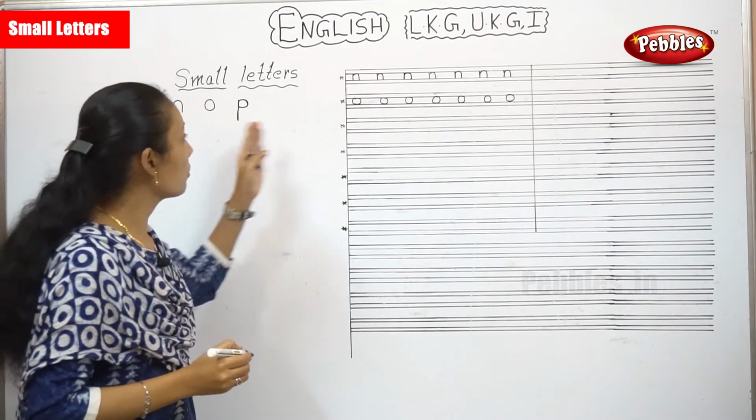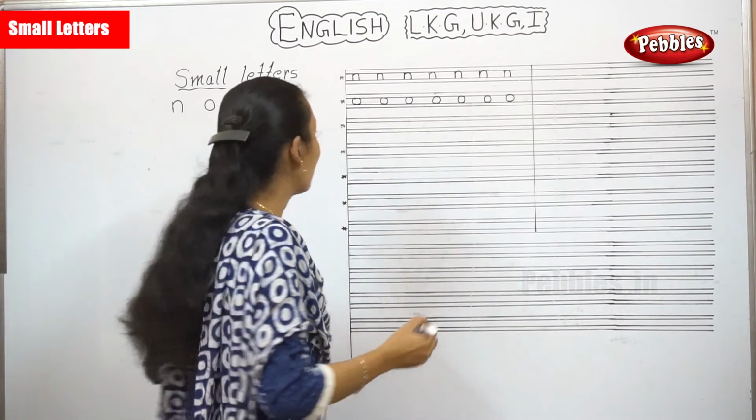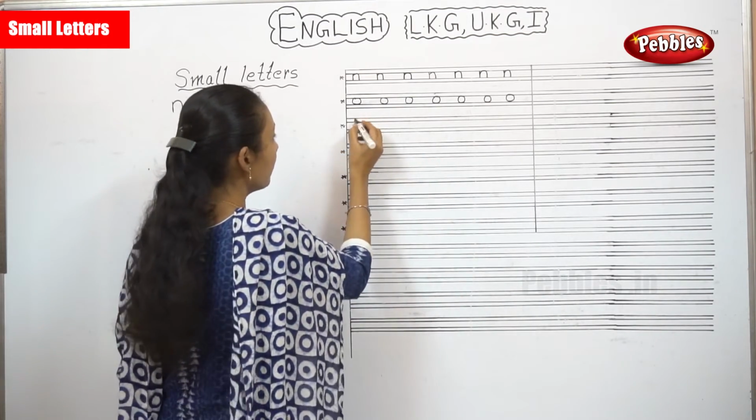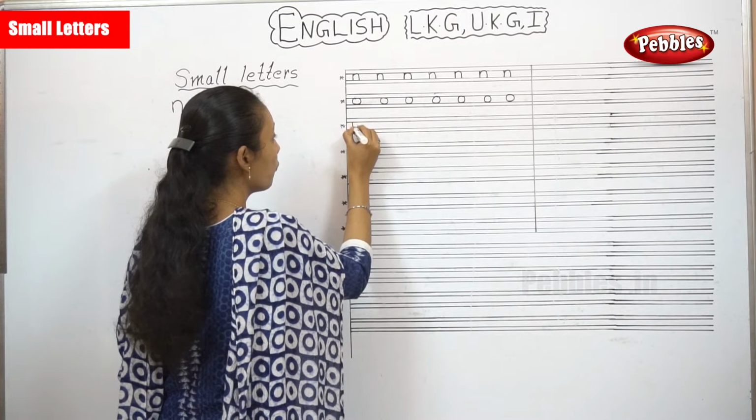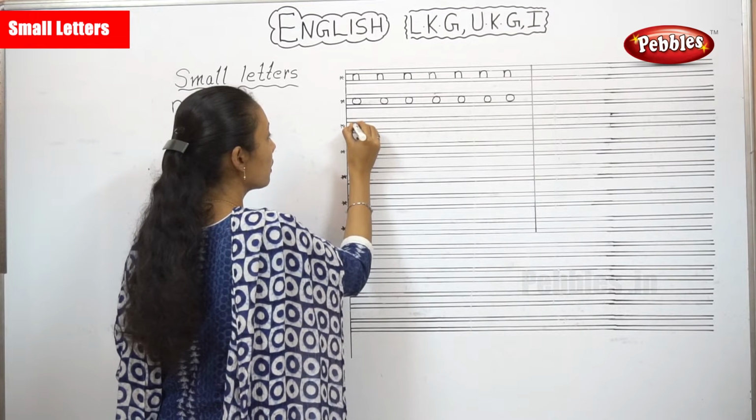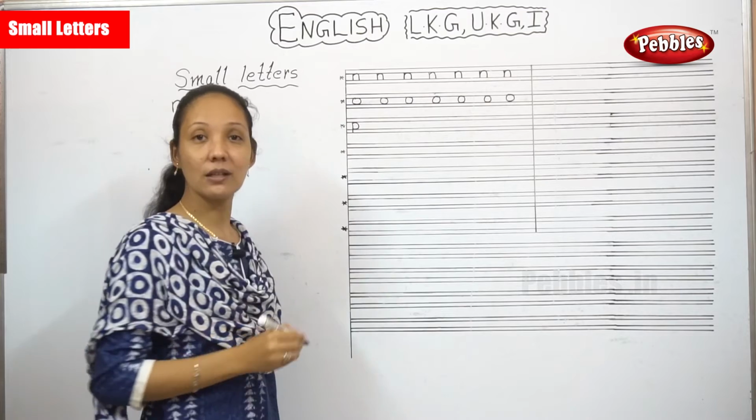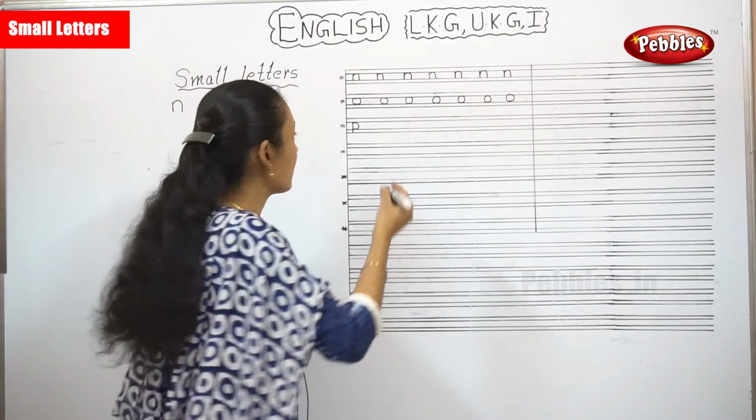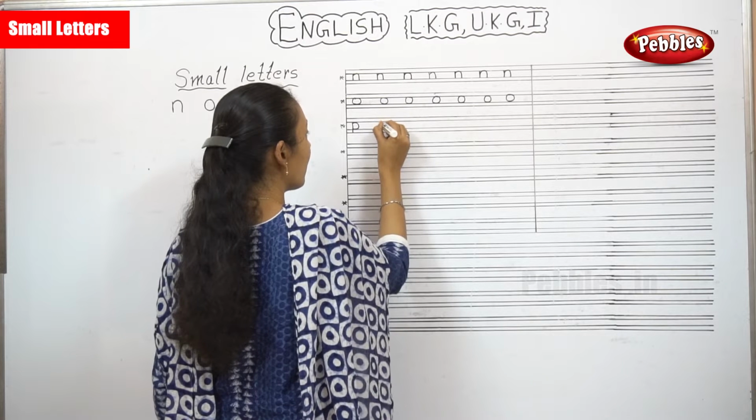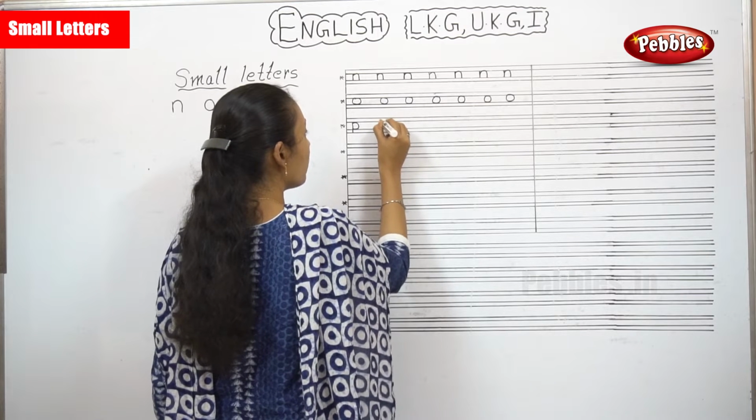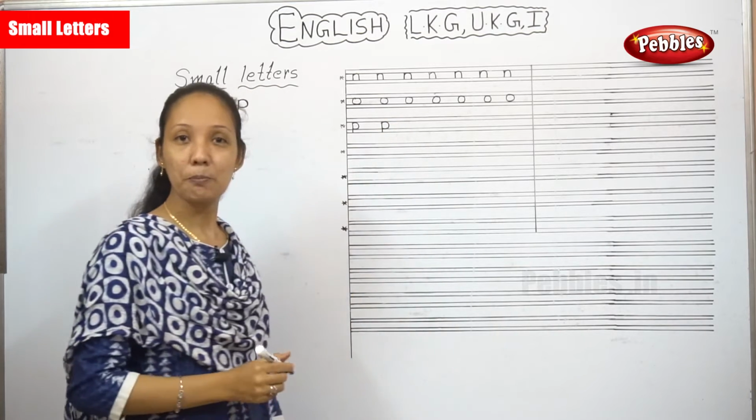Now, shall we see how to write P in your four lines? To write P, you will touch the second line, come down to the fourth line, and your curve is inside the second and third line. Small letter P. Touch the second line, come down, that is a straight line, and your curve inside the second and third line, small letter P.